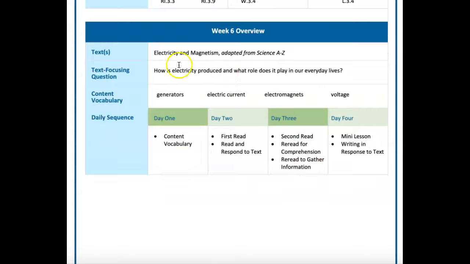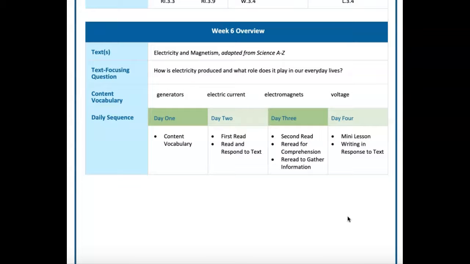We are going to be reading Electricity and Magnetism from Science A to Z and thinking about the question, how is electricity produced and what role does it play in our everyday lives? Let's pause and think about that question. How do you use electricity every day? Do you know how electricity is made?